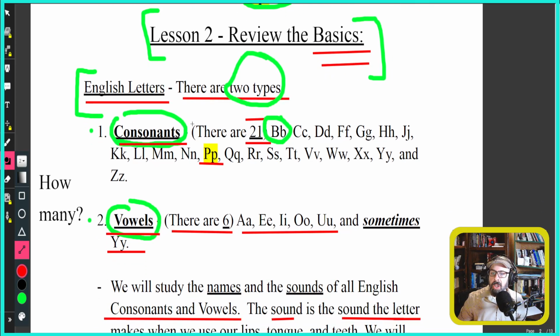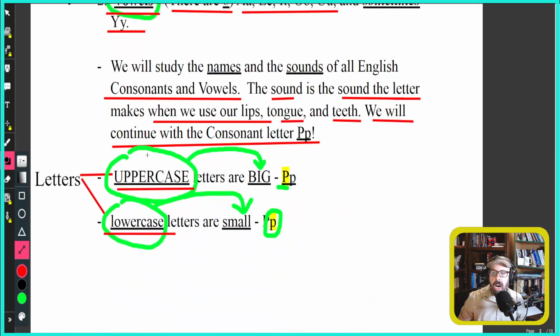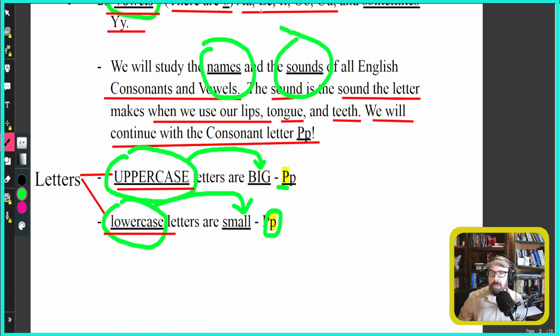Okay, consonants, vowels, uppercase, lowercase, names and sounds. Names and sounds. Name B. Sound: boy, brother. Name P. Sound: Paul, pizza, pop. Okay, so name and sound.